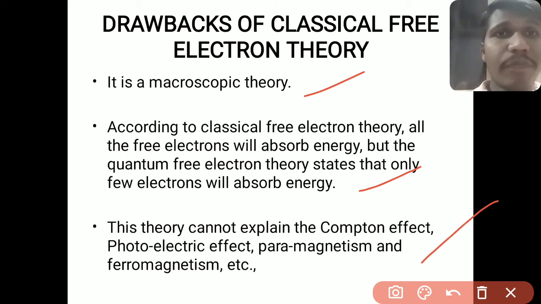And the third one, this theory cannot explain the Compton effect, photoelectric effect, paramagnetism and ferromagnetism, etc. In some cases, quantum mechanics explains these, so the classical theory is of no use and cannot explain the Compton effect, photoelectric effect, paramagnetism and ferromagnetism, because in that condition the high-energy electrons flow, which does not exist in the classical theory, so it cannot be explained.